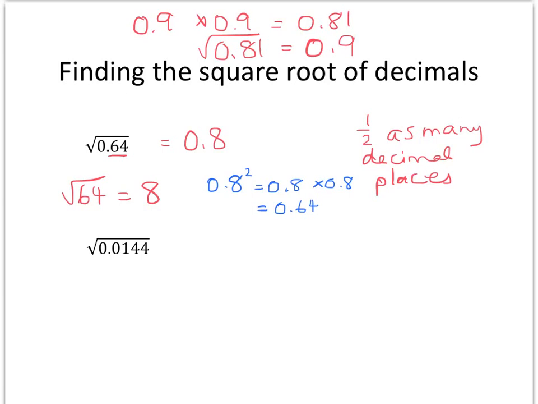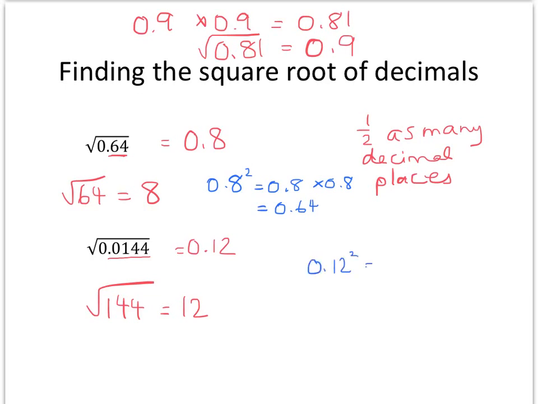Let's try a second example. So I've got the square root of 0.0144. So let's just look at those digits there and take the square root of 144, which is 12. Now in this one I have 4 decimal places in the question, so I need half as many decimal places in my answer, so I need 2 decimal places in my answer. So instead of 12, I'm going to have 0.12.